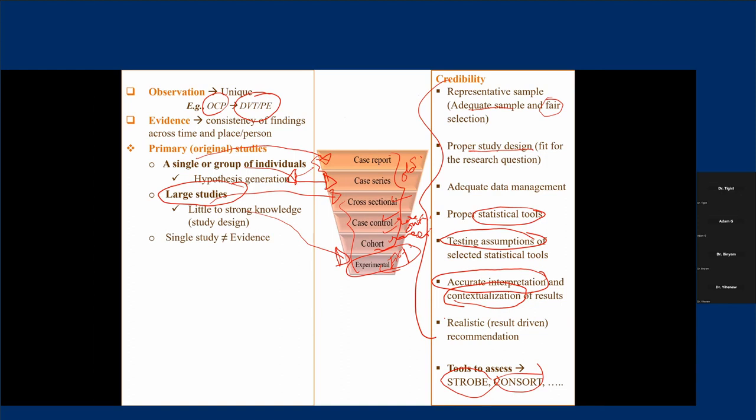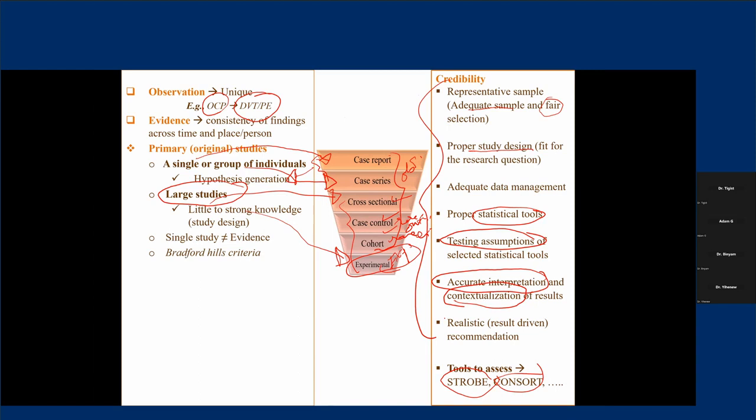So saying that, a single study, as we said, can never be used as an evidence, because evidence is proof of consistency of finding across time and place. But you might be familiar with Bradford Hill's criteria. It's a criteria which we use for observational studies to assess if what we have found can be considered as an evidence or can be used as a cause-effect relationship.